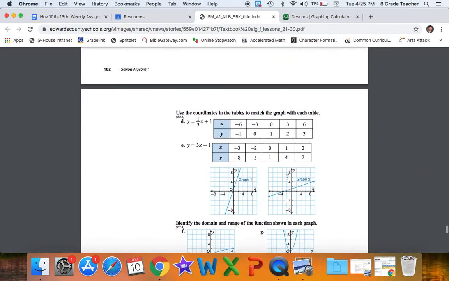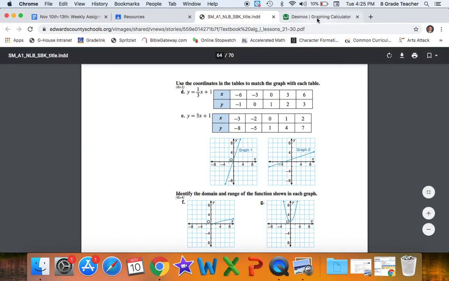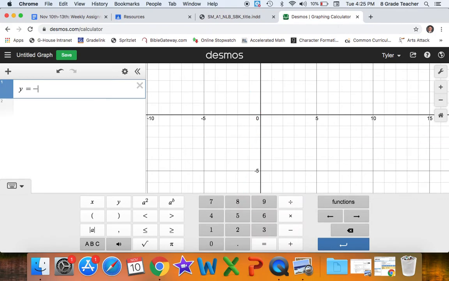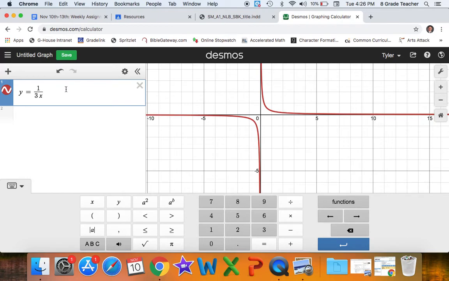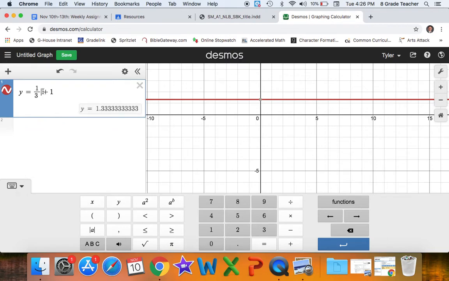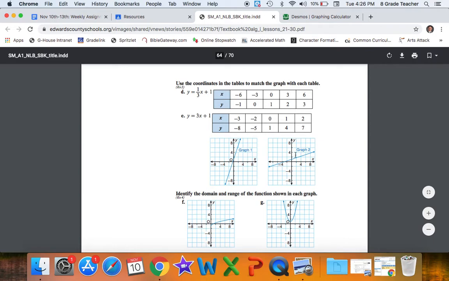In letters D and E, you can graph this equation and match the table with each of the graphs shown here. In letter D, it says y equals 1/3 x plus 1. Here's what you would do. Y equals 1/3 x plus 1. The x needs to be next to, that means it's being multiplied to show that rather than underneath. It's not a divisor. Here you have that positive slope again going from left to right. Looks like that's going to match with graph 2.